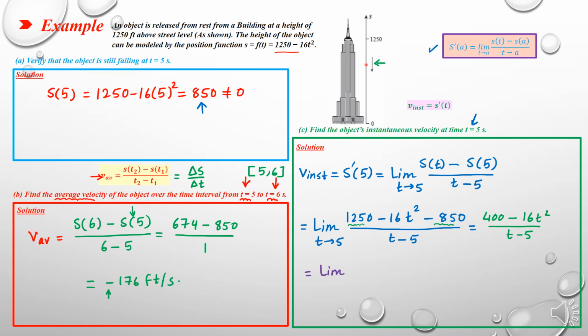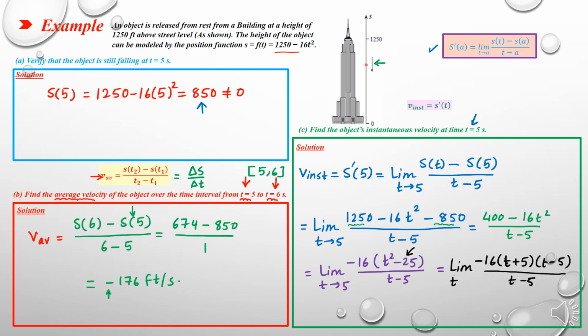Now you can factor out the greatest common factor, which is negative 16, multiplied by t squared minus 25 divided by t minus 5 when t goes to 5. Then you have to use the difference of two squares to factor t squared minus 25, and you will get the limit of negative 16 multiplied by t plus 5 times t minus 5 divided by t minus 5 when t goes to 5.